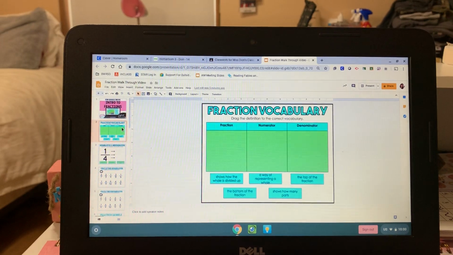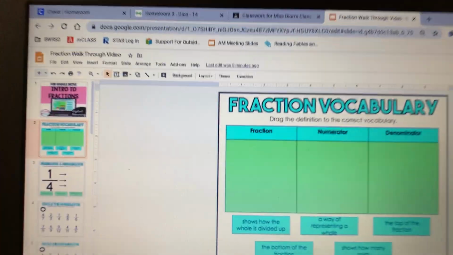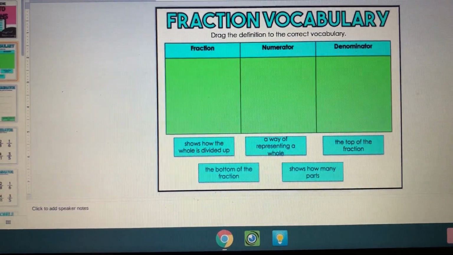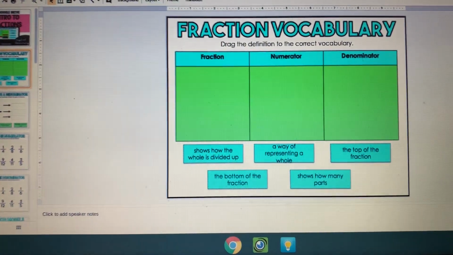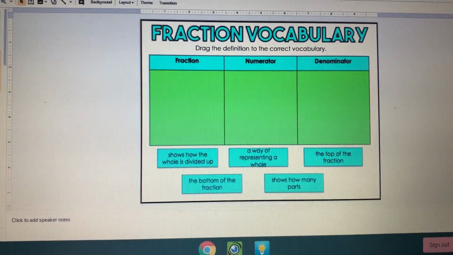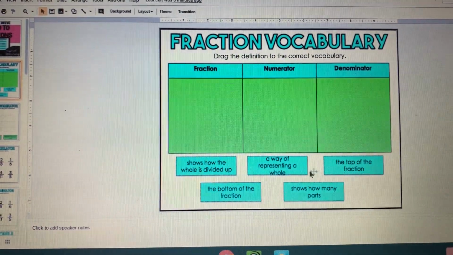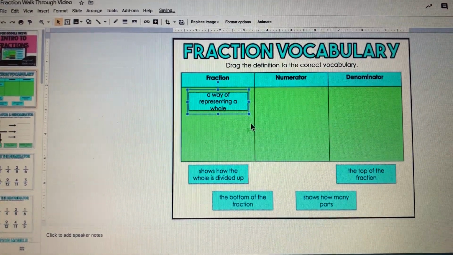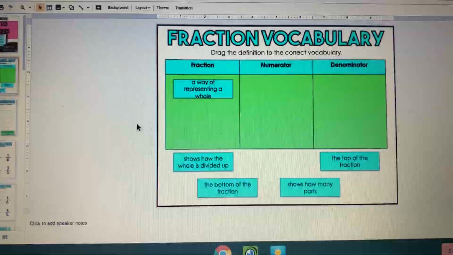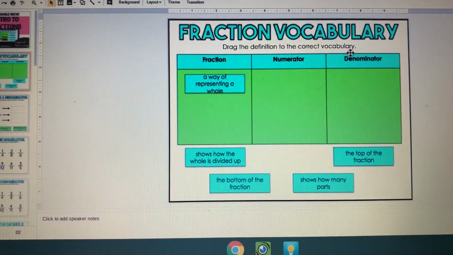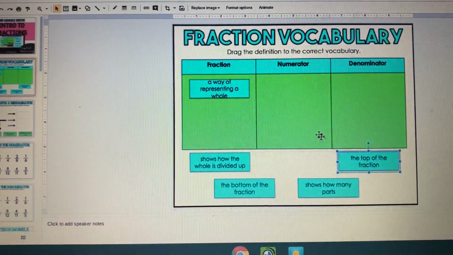So let's first look at our slide for vocabulary. If you look, we have a fraction, a numerator, and a denominator. These are the most important words, obviously, with our fraction unit that we're going to be starting today. A fraction is a way of representing a whole number. It's a way of showing equal parts in a way that shows how many parts are taken up. A numerator is the top of a fraction.